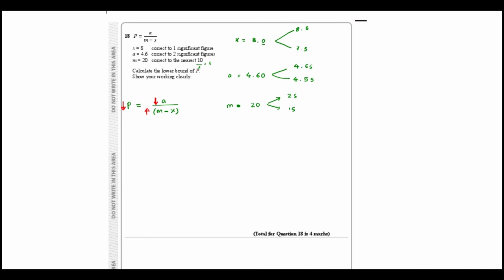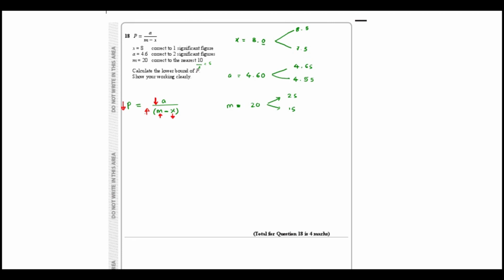But the denominator is M minus X, and I need its upper bound. How do I get the upper bound of M minus X? In a subtraction, for the first term M, you give the bound that you require, so M gets the upper bound and X gets the lower bound. This rule applies in division and in subtraction: for the first term you give the bound you require, and for the second term you give the opposite bound.